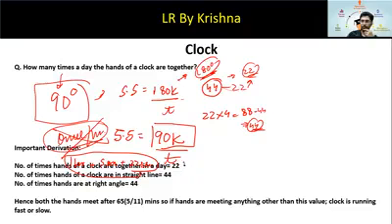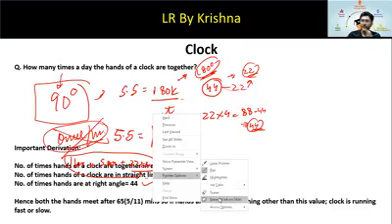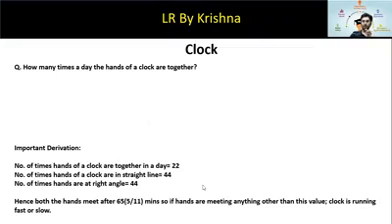Number of times both are together 22. Straight line 44. Right angle 44. Simply by this relative speed concept. Nothing new. Any doubt in this, anyone? Any doubt in this, anyone? Not clear. What not clear part? Tell me. Which portion is not clear? Is this clear? The 90 part.